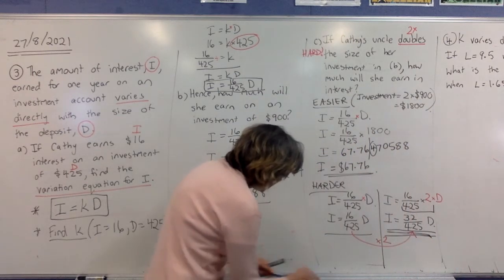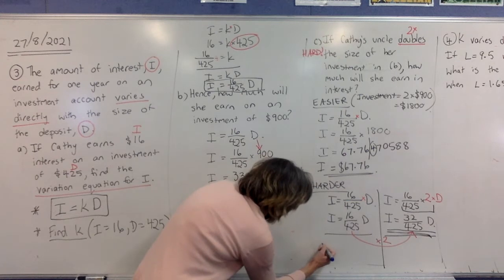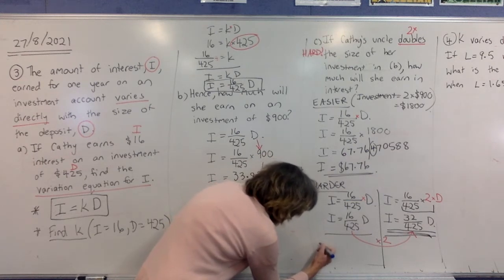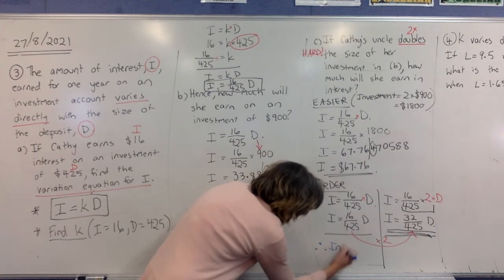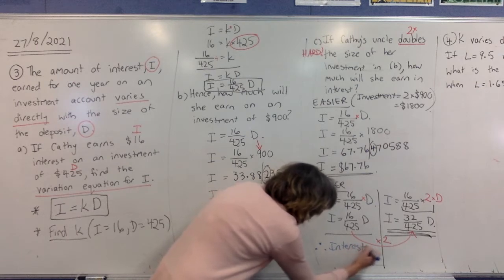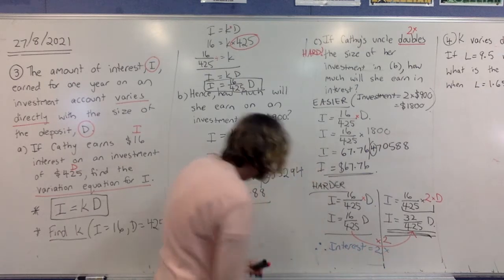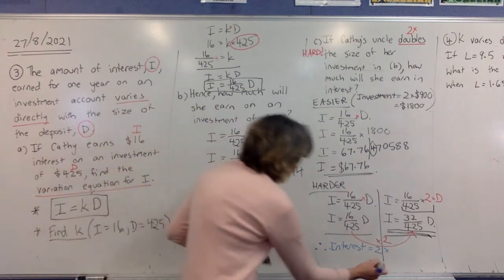Okay, so I'll just use a different colour here. We can just go, therefore, the interest will be 2 times whatever you got back here, $33.88.